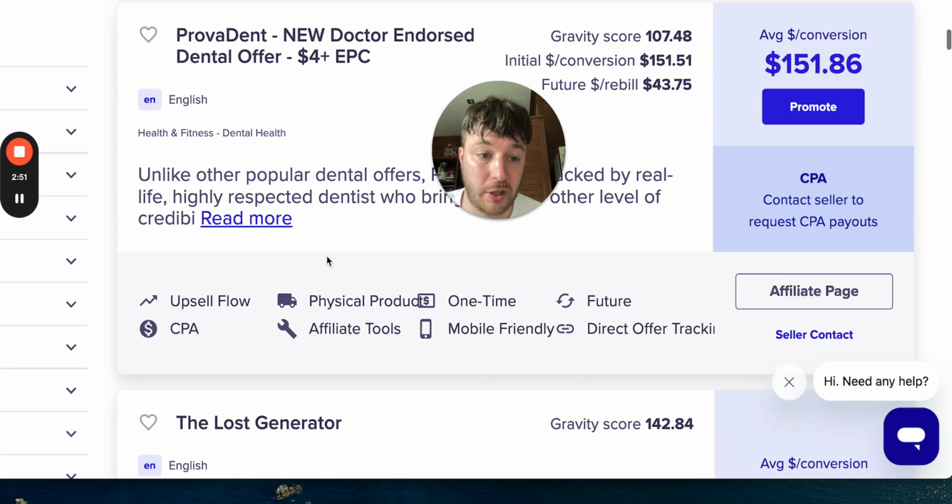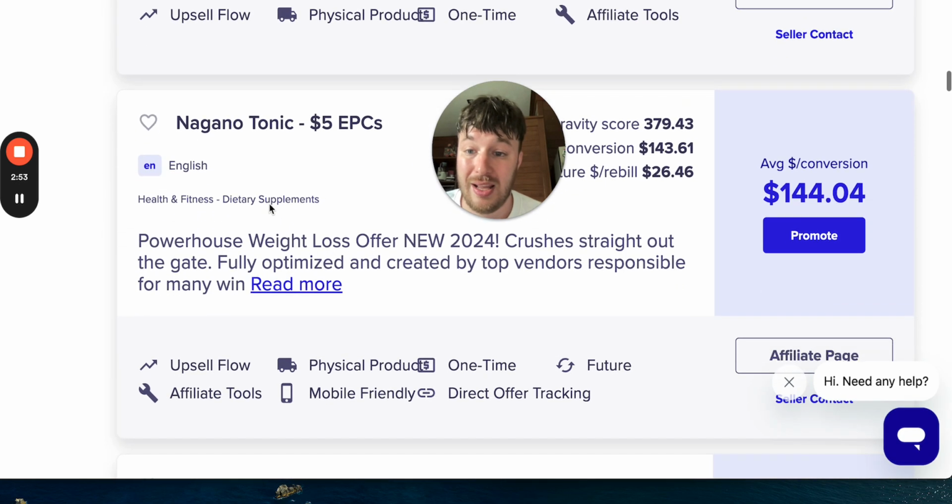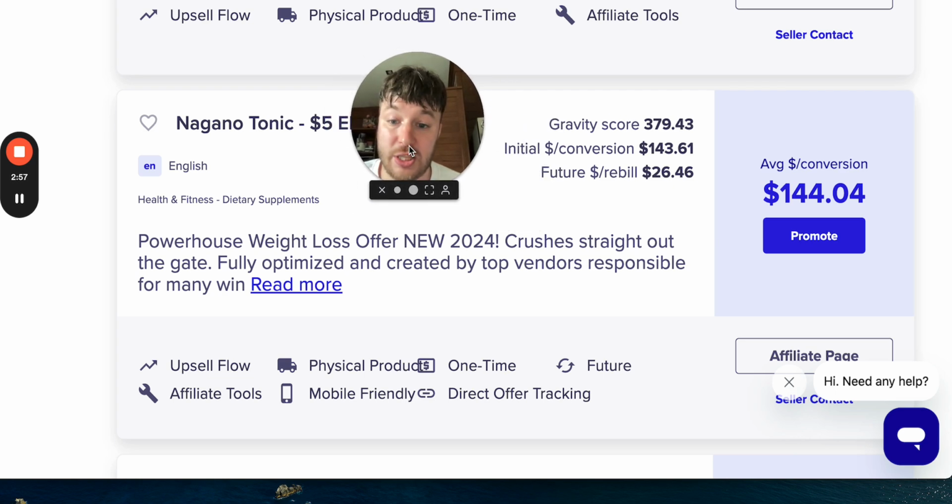This is very important. You see over here, let me go to another offer. Nagano Tonic. This is some kind of Japanese offer, and it's a weight loss offer. And look how much it's paying: $144 you can make as an affiliate promoting this offer, per sale. Now if you're working a 9 to 5 job and you make only one extra sale per day, my friend, you're making over $4,500 per month with only one sale.